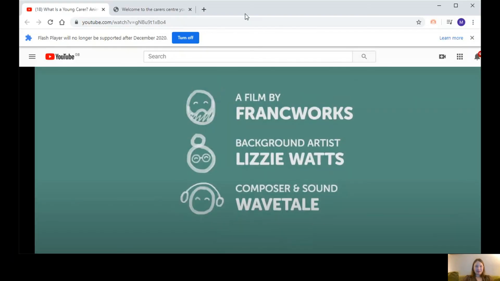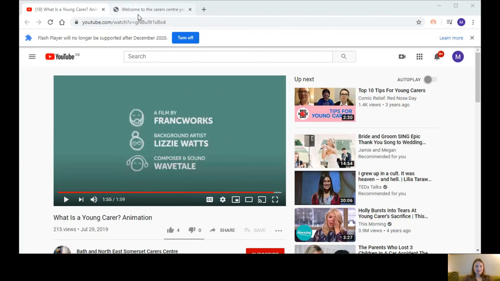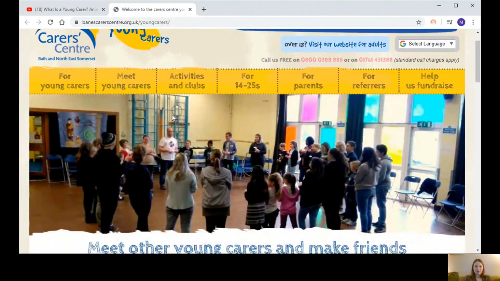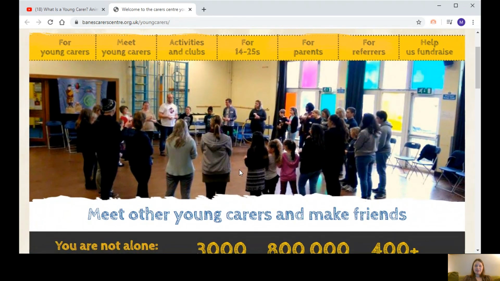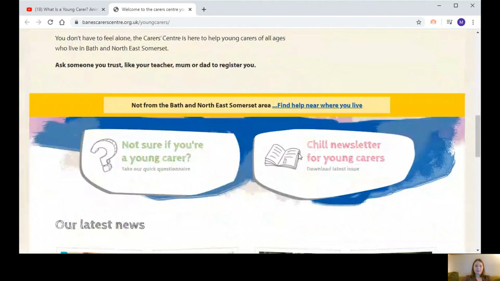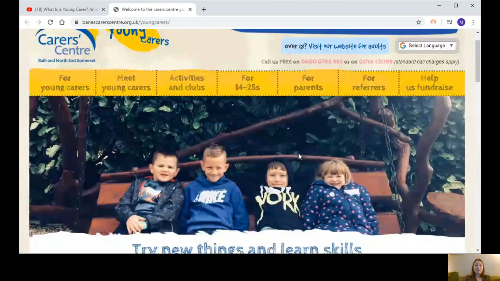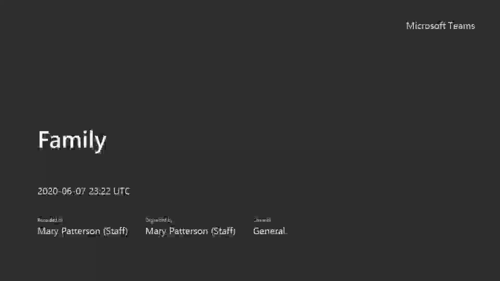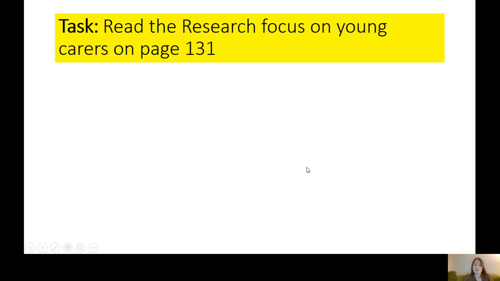Okay, and this is the Young Carers website, I think. So you can have a look at that as well. This is again run by Bath and North East Somerset Council, and it just tells you lots about what they offer for young carers and how they support young carers in the community. So have a look at that, because I think that just adds something to the stuff that you're doing from the book. Okay, so there's quite a lot there to be getting on with, and there's lots of extra there to research and find out about.